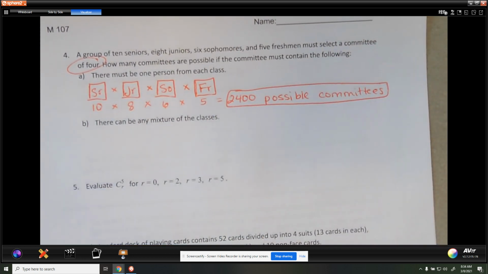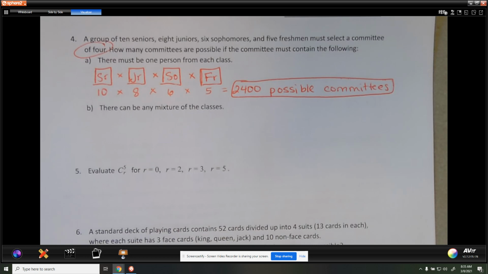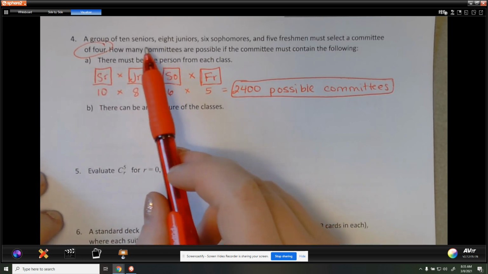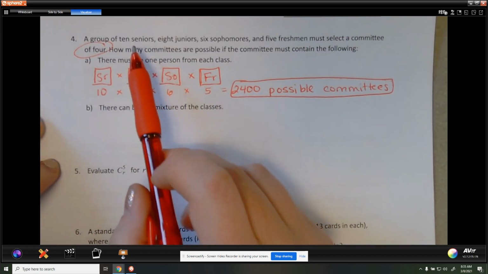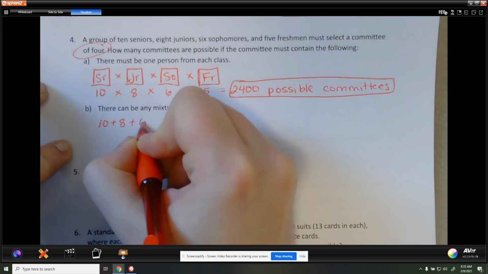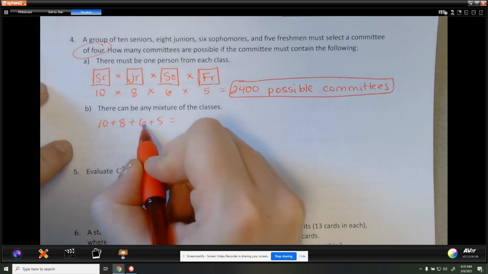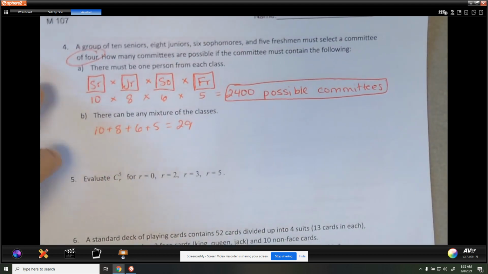All right, next we're going to continue. Now there can be a mixture of any classes. So it does not matter if we have 4 seniors or 4 juniors or whatever, like 2 sophomores and a senior and a junior, it does not matter. So we are going to take our total, and order does not matter. So this is going to be a combination. So we've got 10 plus 8 plus 6 plus 5. This is our total. What would this be? 18 plus 11 is 29. So we have 29 total students.